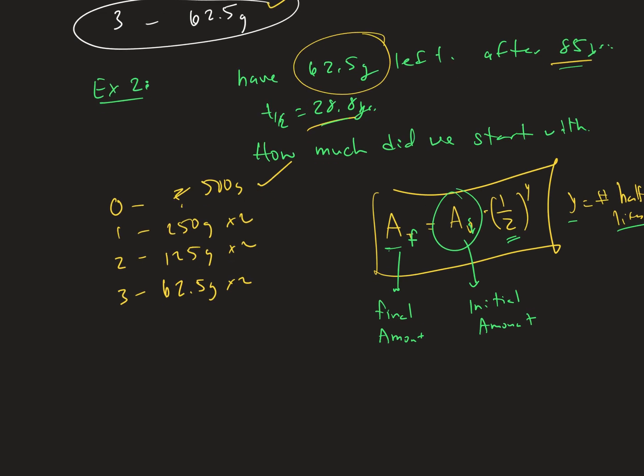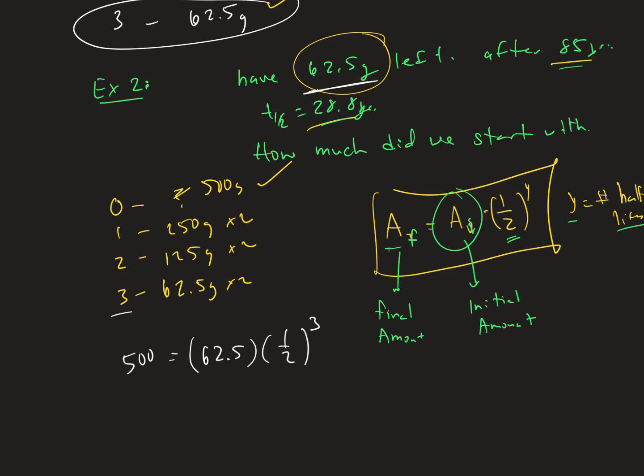So let me do it with this one. So this is our starting amount, 62.5, multiplied by a half, and we did it 3 times, raised to the 3rd power. So that's going to give us, what do you think it's going to give us? It should give us 500, right? You do the math, try it. If you want to try it this way, that's the formula that we use.